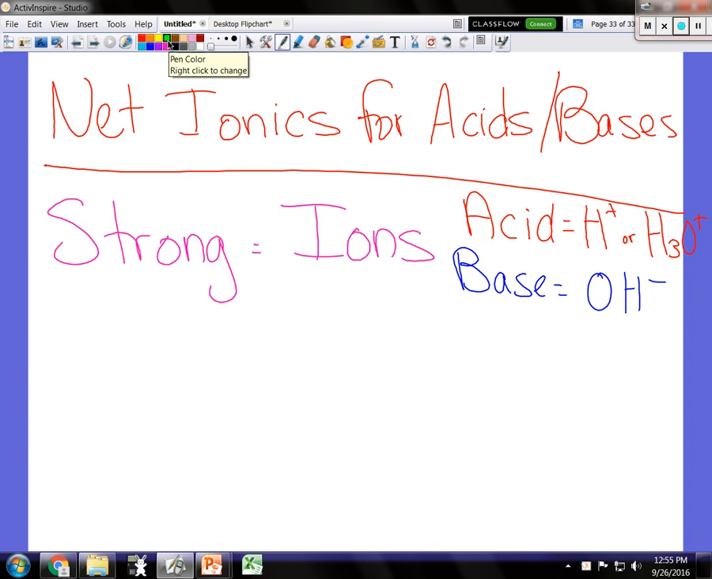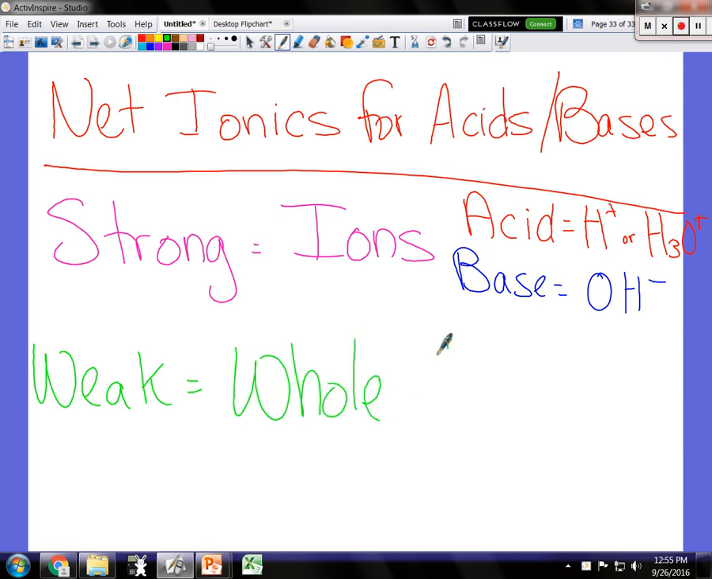All right. If it's weak, what do you write? The whole compound. Now, writing these net ionics is really going to come in handy later on. I'm telling you, this is foreshadowing. This is like a Velcro beach ball I'm throwing at you. It's going to come back to you later in the year, so memorize and remember this. If it's strong, write the ion. If it's weak, write the whole thing.